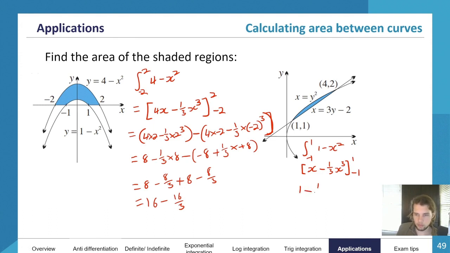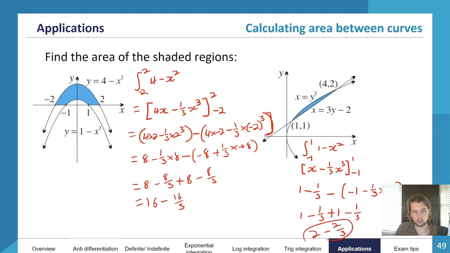We have 1 minus 1 on 3, minus -1 minus 1 on 3 times minus 1. So that's 2 minus 2 on 3. So that's our second area. 2 minus 2 on 3 is our area in here, whereas 16 minus 16 on 3 is all of our area here. So we want to get this and subtract that.